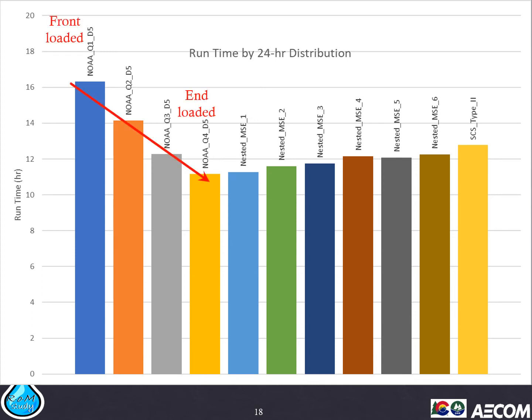But you can see here that the front-loaded storms are going to result in longer run times than the end-loaded storms, and we see this reflected in the stepped order of Q1 through Q4. We also see a slight increasing trend from MSC1 to MSC6 as we move from more flashy to more gradual. More gradual meaning that more water early on and slightly longer run times. But I think overall it's worth noting that the total spread isn't too significant and that the longest run time is perhaps only 25% longer than the shortest run time.